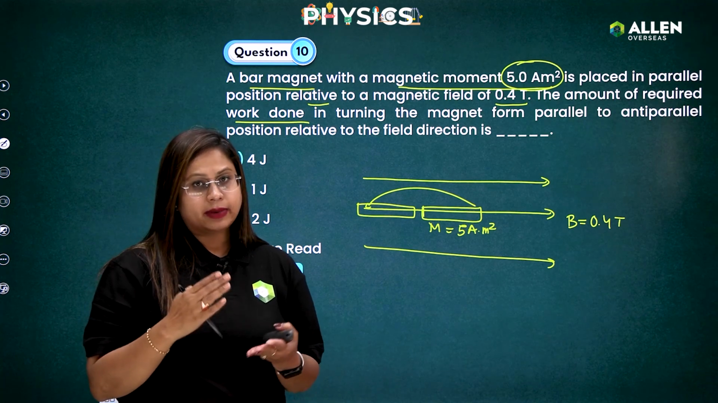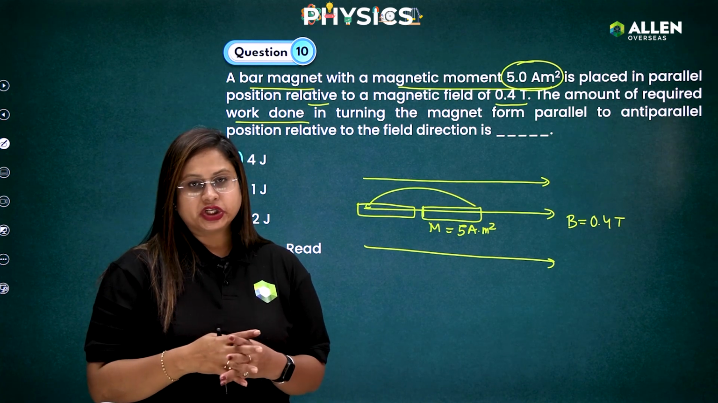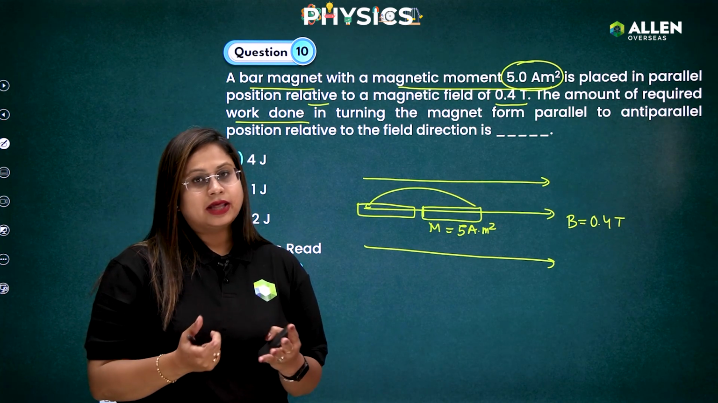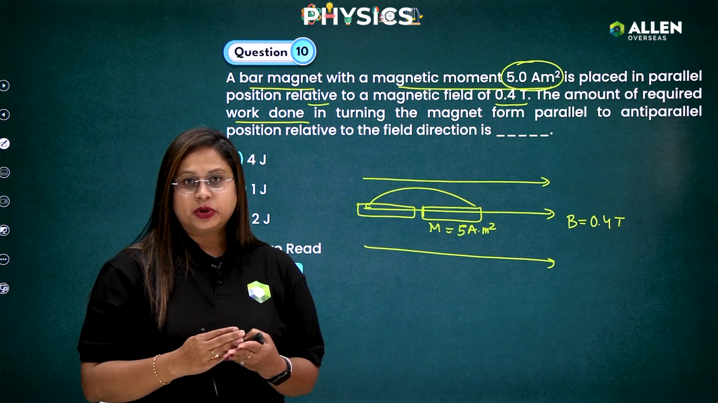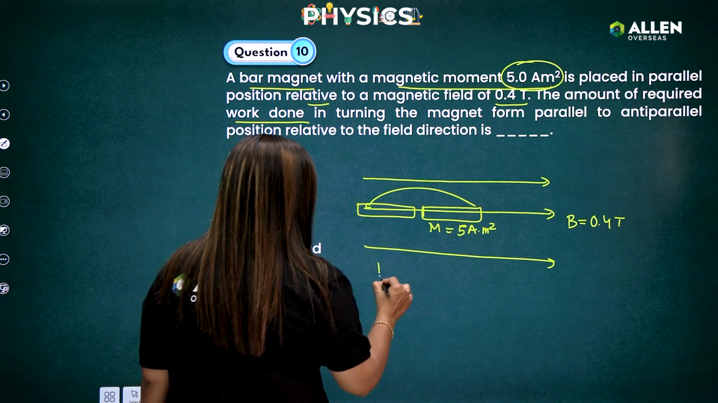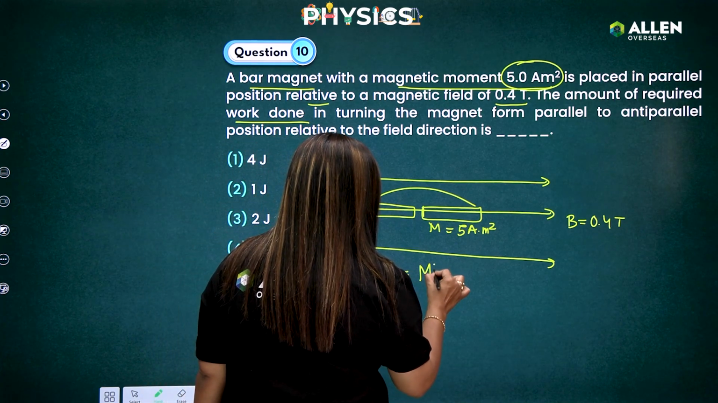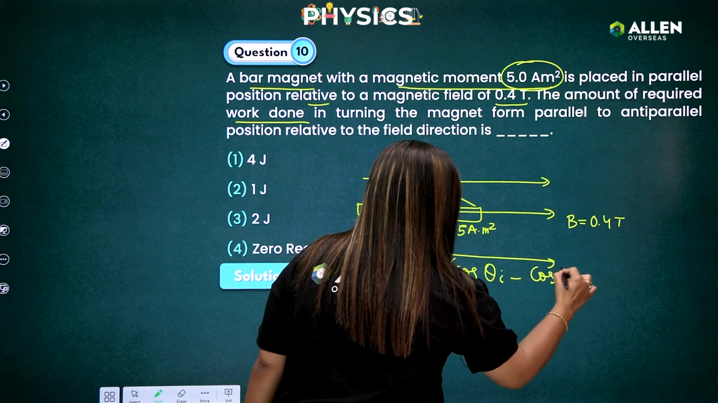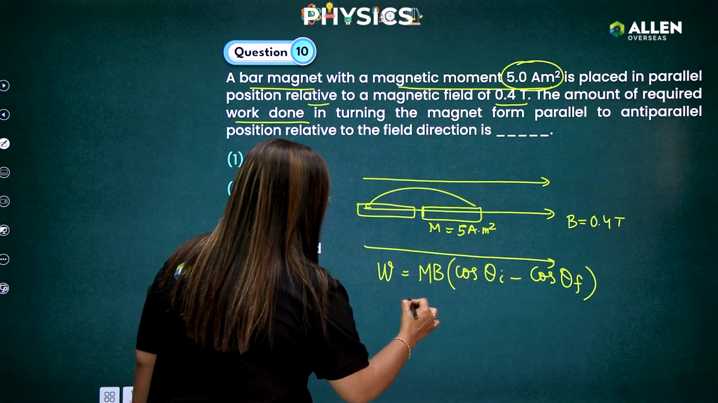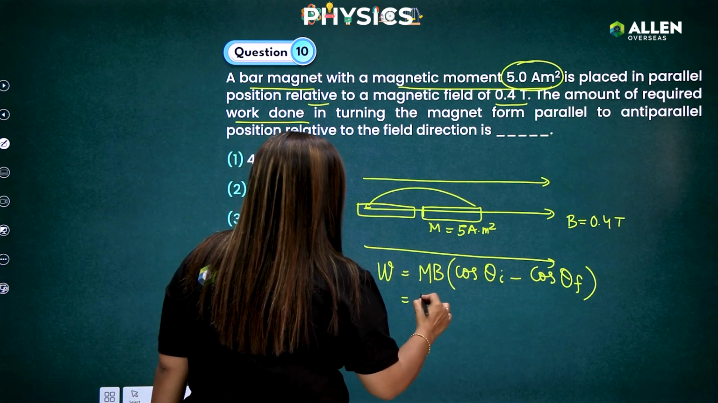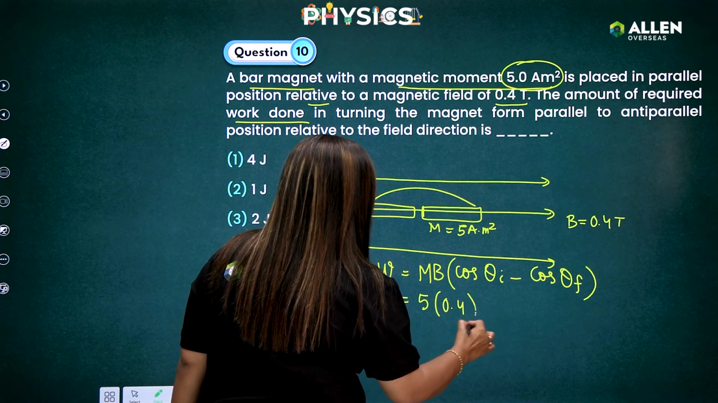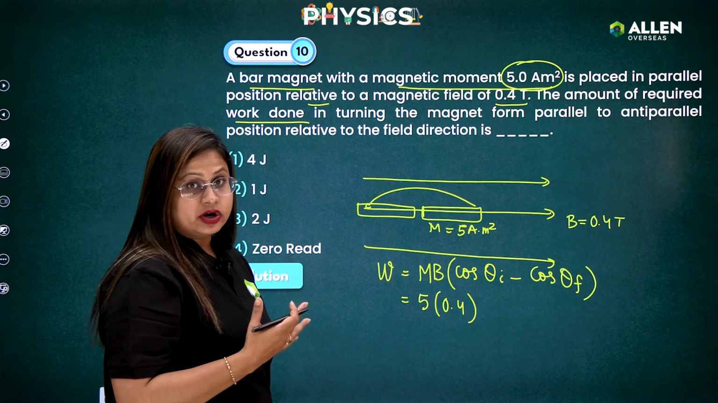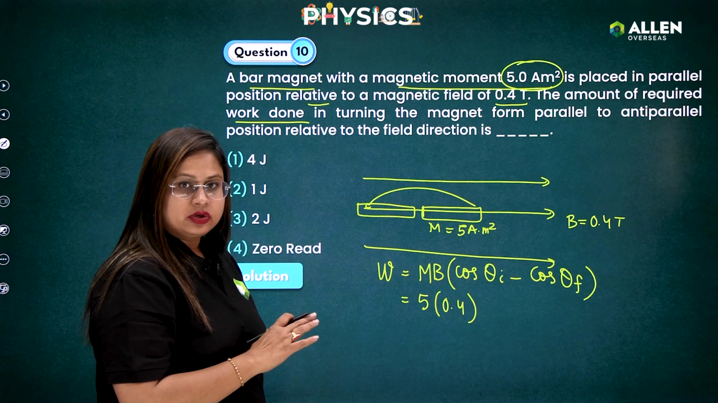You know that whenever a bar magnet is placed in a magnetic field, it stores potential energy. And if you wish to rotate it, you have to do work, and that work done is equal to the change in the potential energy stored. So we can directly write it down. Work done is equal to M times B into cos theta initial minus cos theta final. There are many ways, but you can directly use this to find out the answer quickly. M is 5 and magnetic field is 0.4. I am not using the units here because all these quantities have been given in SI units. If it is not given, you have to convert it into SI units to get the answer.